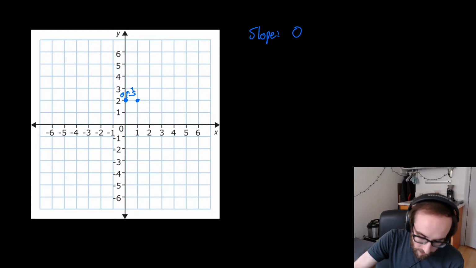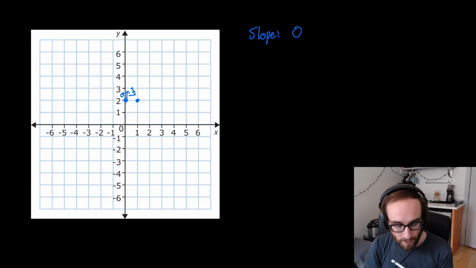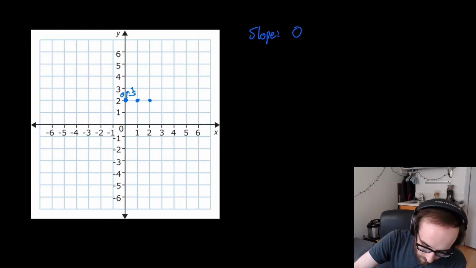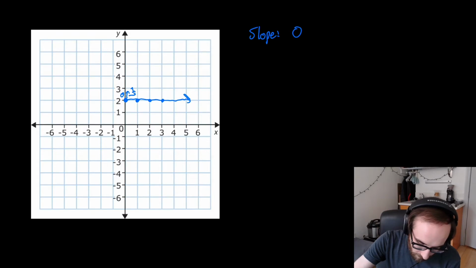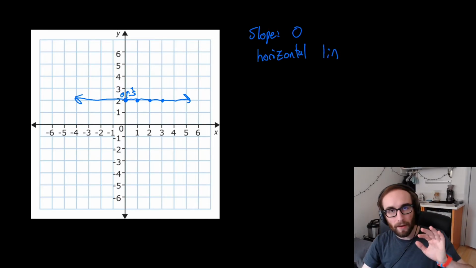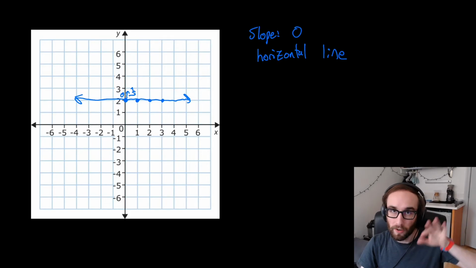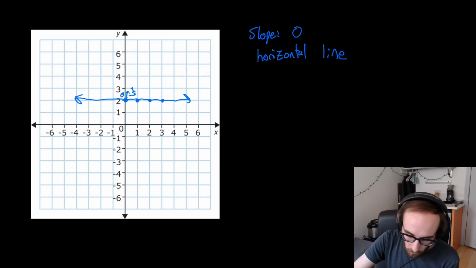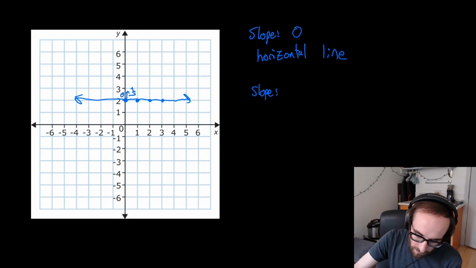So if we start at 0, 2, our next point is 1, 2. Up 0 to the right 1, up 0 to the right 1. So for all of these, we're looking at a horizontal line. So a slope of 0 describes a horizontal line because our y values, our vertical values, aren't going up or down. We could also have a slope that's undefined.